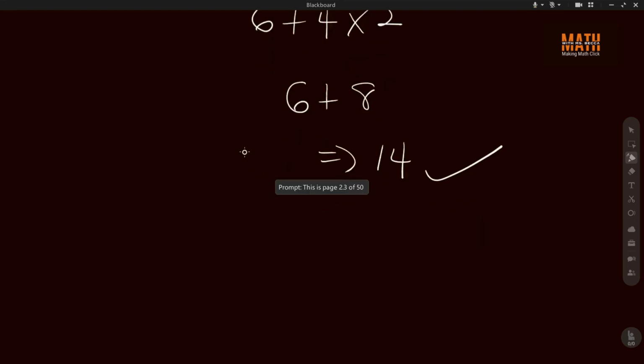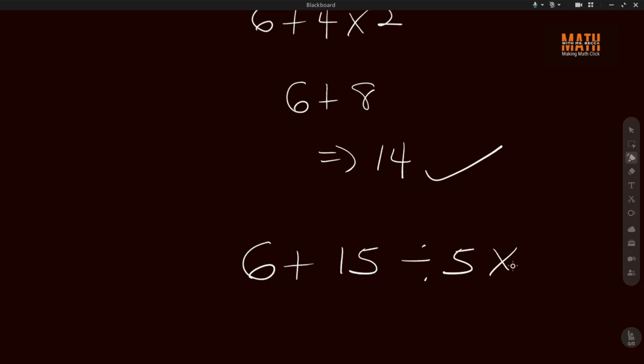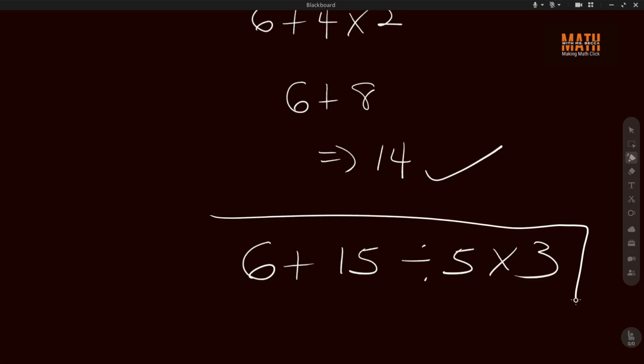Now try this to be sure that you understand it. Solve 6 plus 15 divided by 5 times 3. Remember to follow the rule. You solve from left to right when multiplication and division appear together.